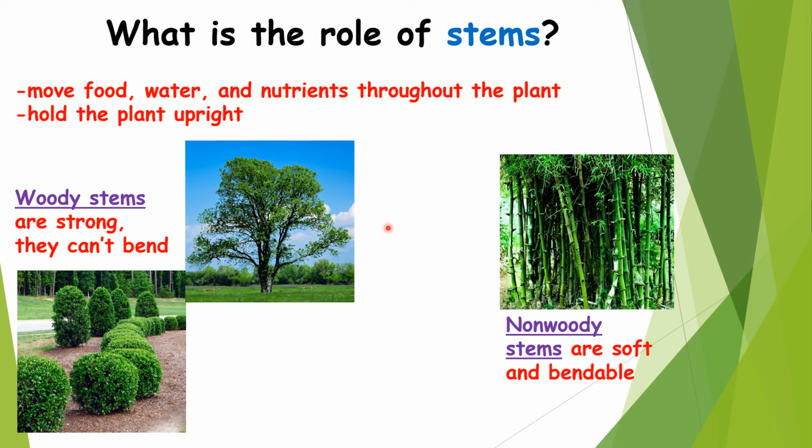Now let's check what's the role of stems. They move food, water, and nutrients throughout the plant, and they hold the plant upright. We also have 2 kinds of stems. Woody stems that are strong and they cannot bend, like shrubs or trees, and non-woody stems. They are soft and bendable, like the bamboo trees.